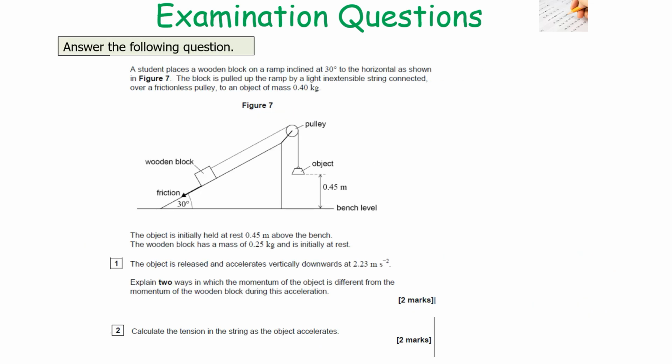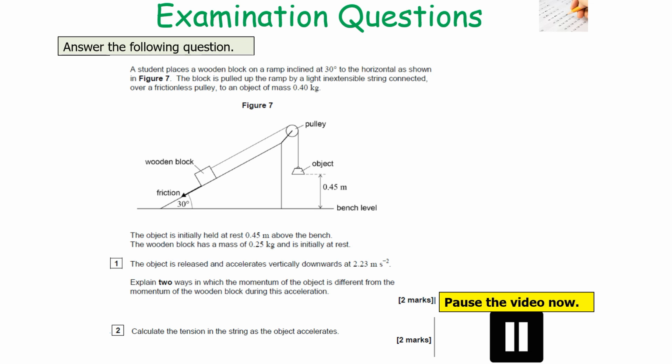A student places a wooden block on a ramp inclined at 30 degrees to the horizontal as shown in the figure. The block is pulled up the ramp by a light inextensible string connected over a frictionless pulley to an object of mass 0.4 kilograms. The object is initially held at rest 0.45 meters above the bench. The wooden block has a mass of 0.25 kilograms and is initially at rest. The object is released and accelerates vertically downwards at 2.23 meters per second squared. Explain two ways in which the momentum of the object is different from the momentum of the wooden block during this acceleration, then calculate the tension in the string as the object accelerates. So pause the video now, then unpause the video when you want to go through your answer.